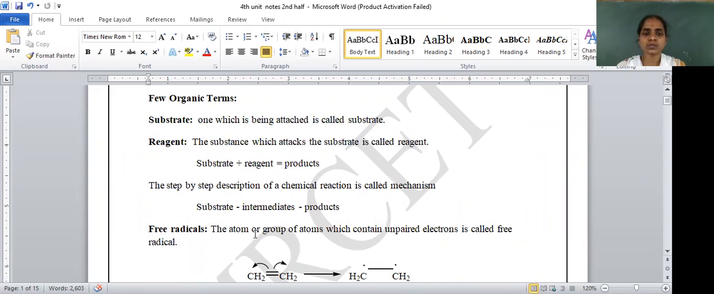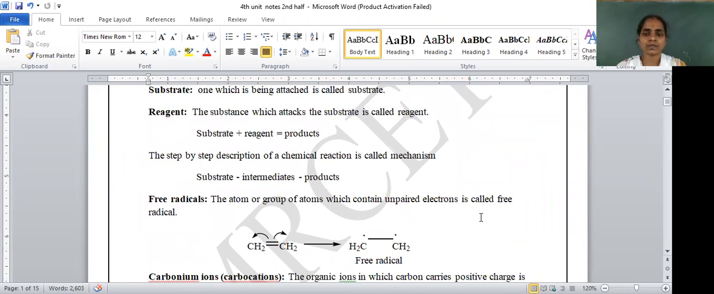So what is meant by a free radical? If atoms or groups consist of unpaired electrons, such atoms are called free radicals. If you see here, the ethene or ethylene molecule, when the pi bond is breaking by homolytic cleavage, one electron moves towards one carbon and the other goes towards the other carbon. So here a free radical of carbon is forming.